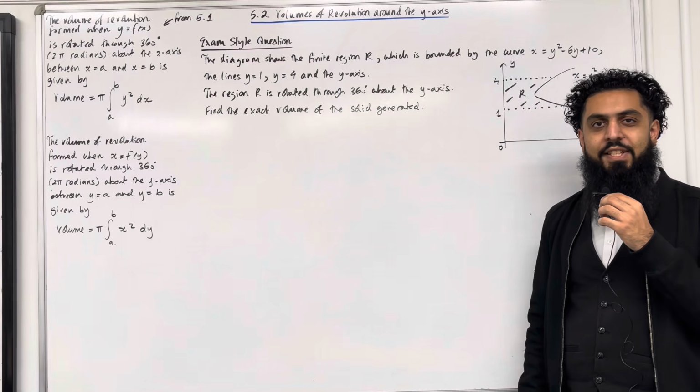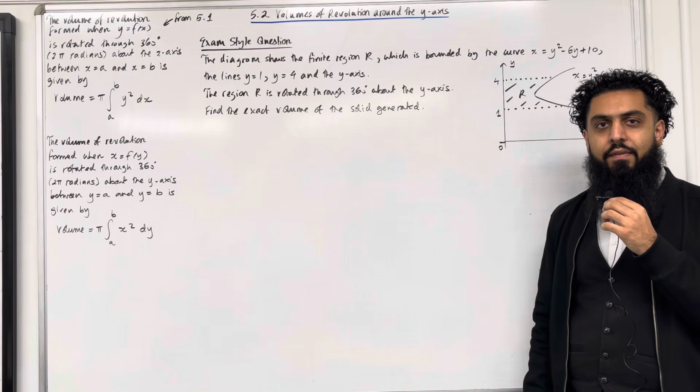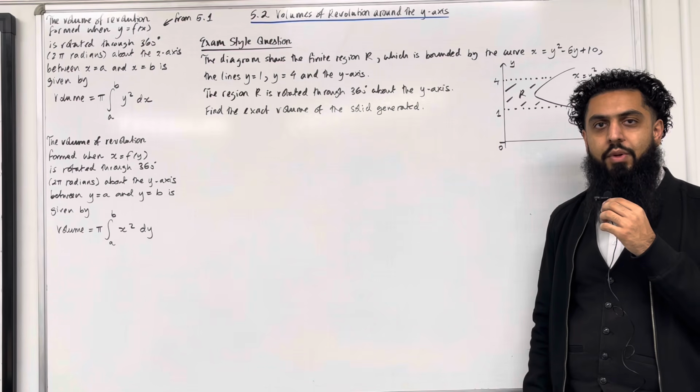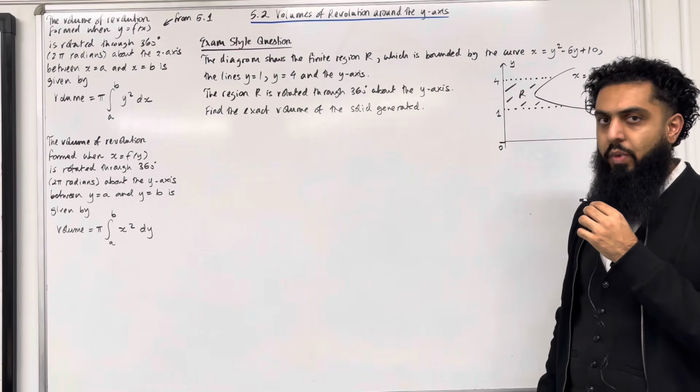Welcome back. In this teaching video, I'm looking at 5.2 volumes of revolution around the y-axis. 5.2 represents chapter 5, section 2 of the Core Pure 1 textbook. Let's quickly recap a key fact from 5.1.